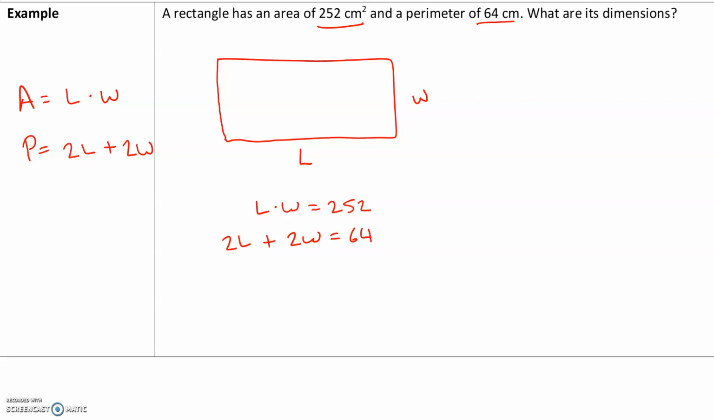And before we start, I'm going to simplify the second equation a little bit. Notice that they all have a common factor of 2. And anytime all the terms of an equation have a common factor, I highly recommend you divide by that common factor to make things a little bit easier. So here's what we get. Our first equation is going to be the length times the width equals 252, and our second equation, 2L divided by 2 is L, 2W divided by 2 is W, and that equals 32. And these are our two equations.